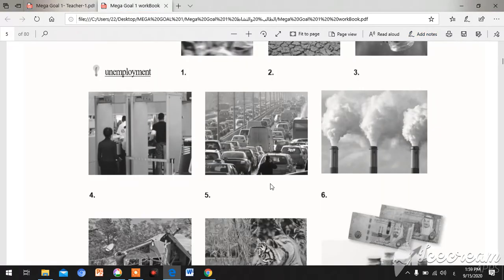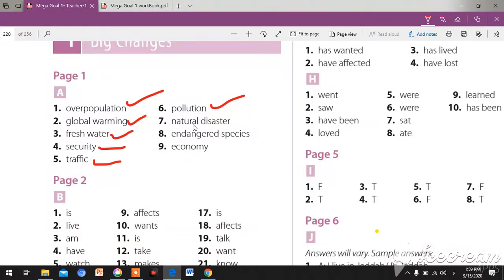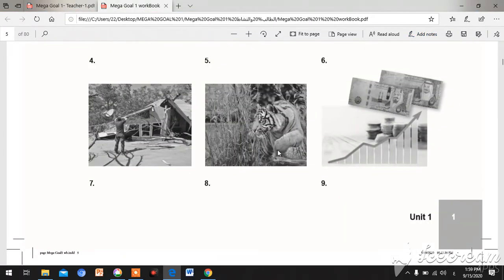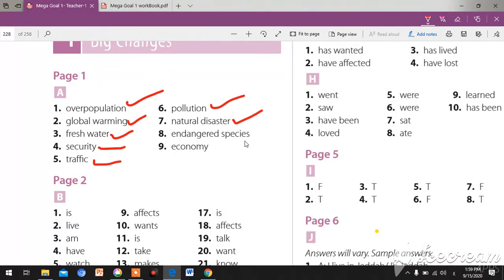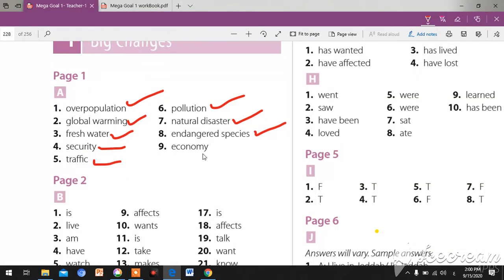Now check number seven. What can you see there? Oh my god, his house, maybe a destruction, earthquake, or something not good for his house. So it is a natural disaster. كوارث طبيعية. Number eight, an animal going in the forest, and this animal we can call endangered species, أنواع مهددة بالانقراض. The last one is some money, coins, banknote also, and the economy is going up, so we can call it economy. Okay? Now we finished exercise number one.